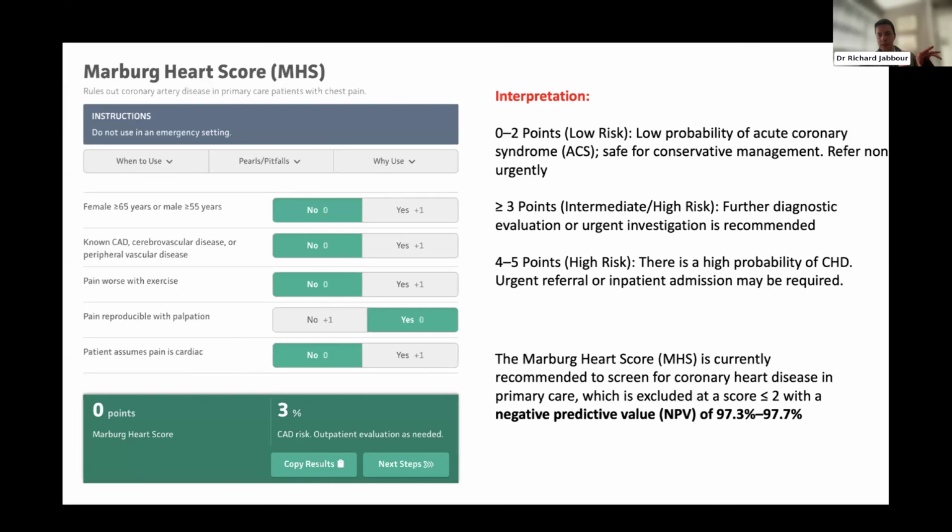And what this is useful for is a rule out rather than a rule in. So if, for example, your score is less than or equal to 2, there is a negative predictive value of over 97% for it being unstable or ACS pain. So then you can relax, you can do your investigations and do a non-urgent referral if required. If there is a high risk score, the positive predictive value is slightly lower, but nevertheless, urgent referral or inpatient admission may be required.